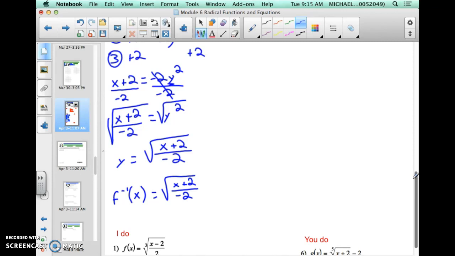So at the end of this video, I'm going to graph the given function from this problem and its inverse to make sure we did it correctly. But that is the answer.